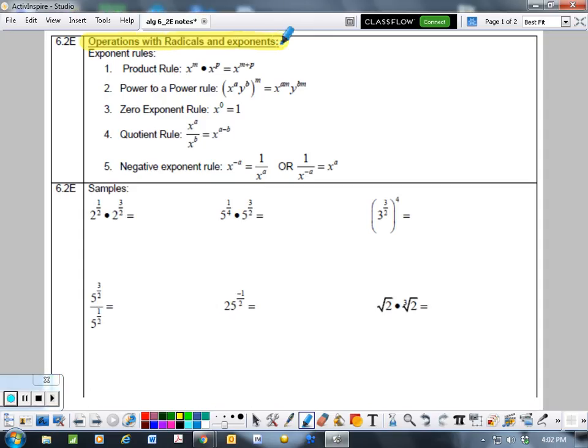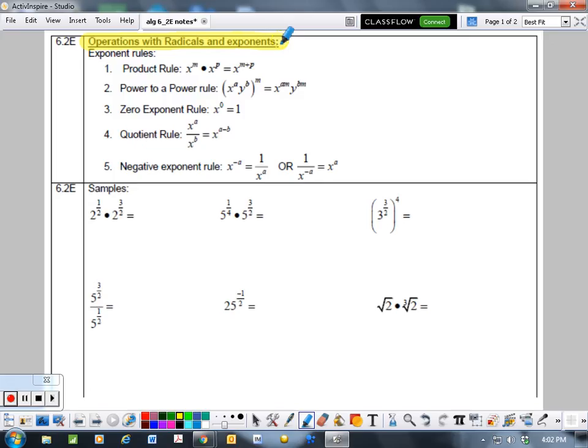And so the exponent rules are the product rule: as long as our bases are the same, when we multiply those bases together, we can add these exponents. So that's our product rule. Power to a power: I can distribute an exponent inside, and when I do that, I multiply them. The zero exponent rule: anything to the zero power is really 1. The quotient rule: as long as we have the same base, I can subtract exponents.